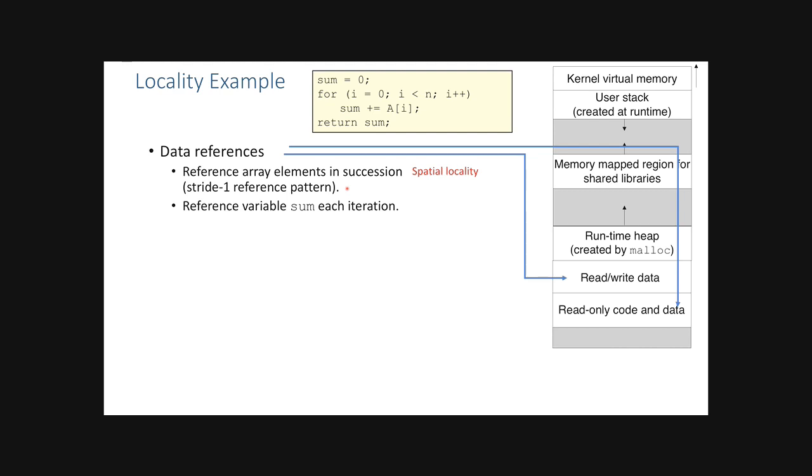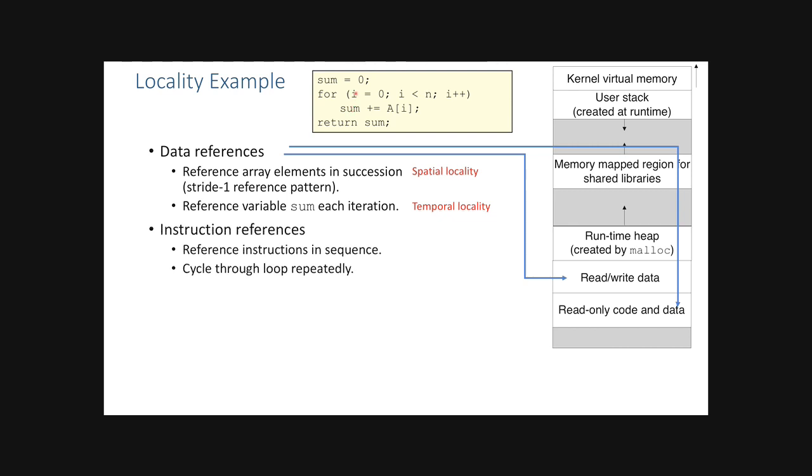And then another interesting aspect here about the data references is the variable called sum. Now that's referenced each iteration of that for loop up here. So each time through the for loop, sum is being referenced and updated. That's called temporal locality because the instruction here is being executed over and over again in time. So this data is being accessed over and over again in time.